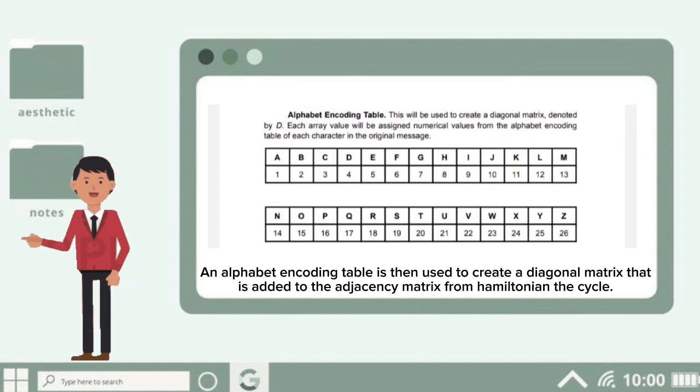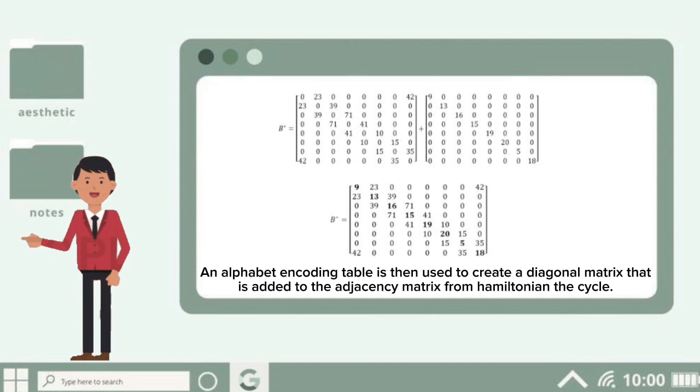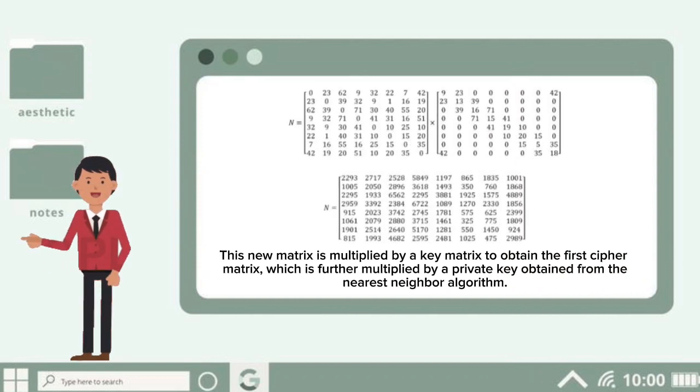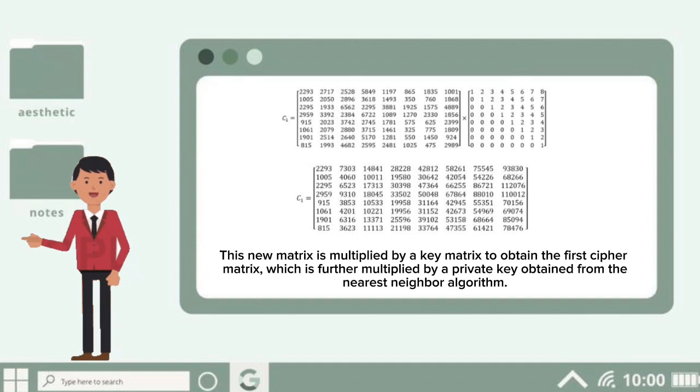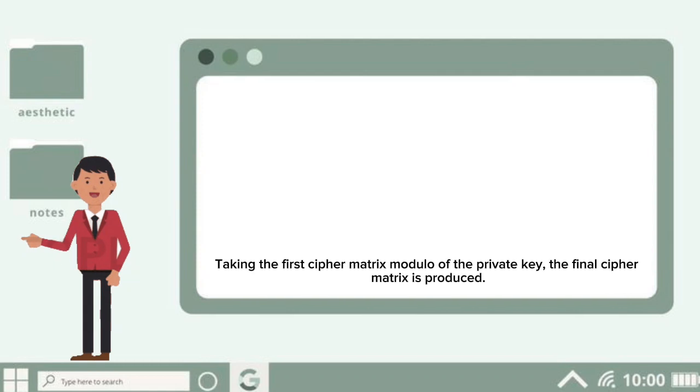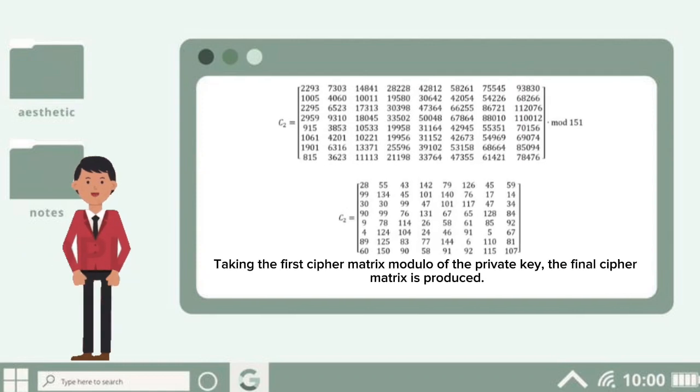An alphabet encoding table is then used to create a diagonal matrix that is added to the adjacency matrix from the Hamiltonian cycle. This new matrix is multiplied by a key matrix to obtain the first cipher matrix, which is further multiplied by a private key obtained from the nearest neighbor algorithm. Taking the first cipher matrix modulo the private key, the final cipher matrix is produced.